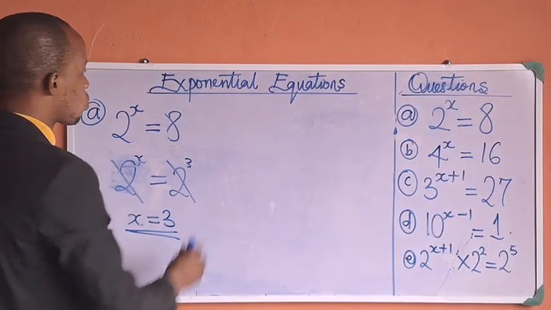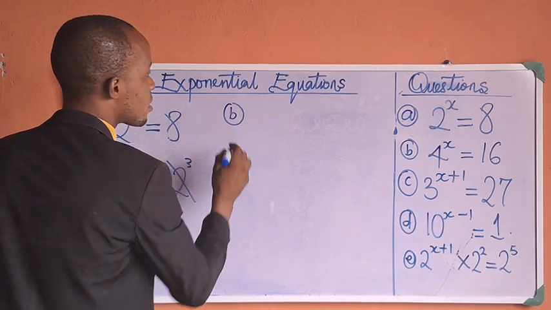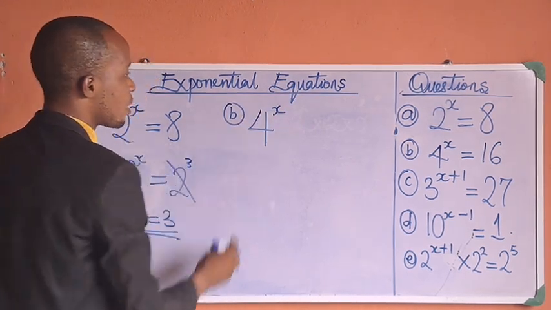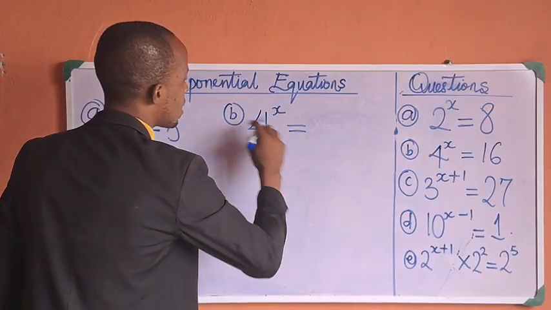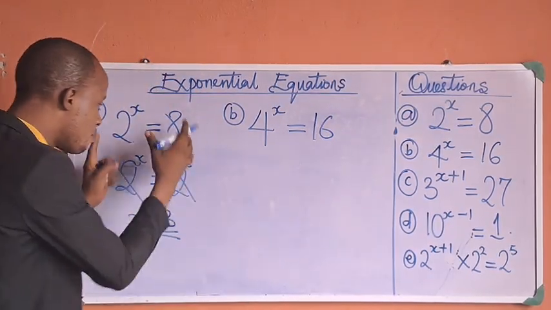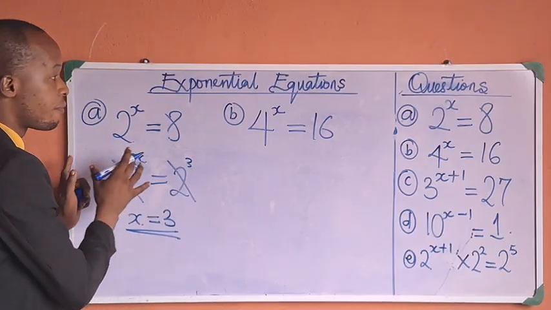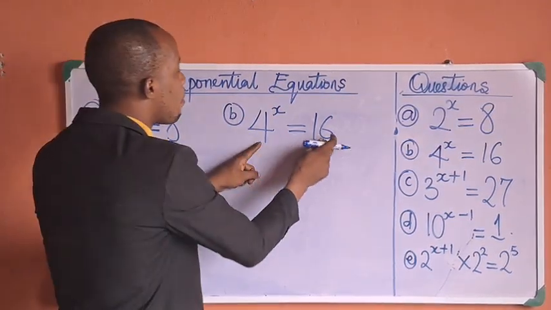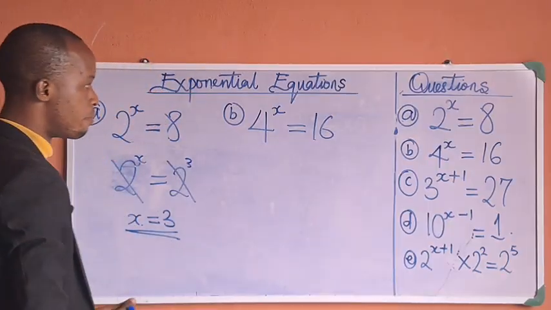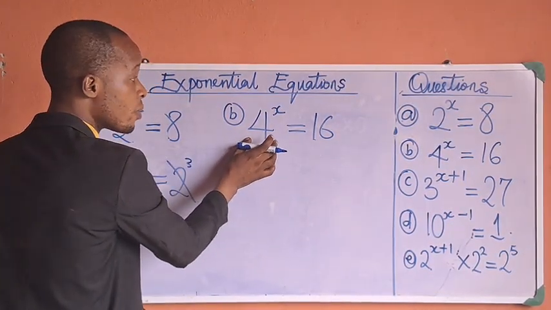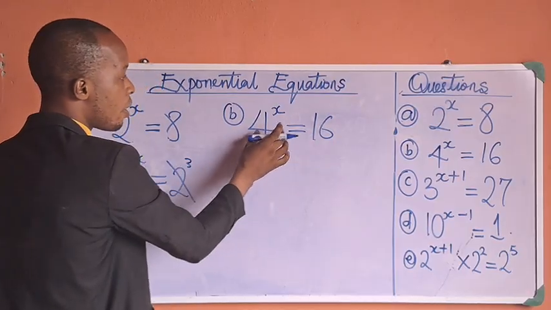Okay. Question B says that we have 4 having the power of x, and on the other side of the equation we have 16. Just the same method we applied on the first question. The first thing to look out for is how to make both sides have common bases. Okay, we are going to express 16 as a power of 4.